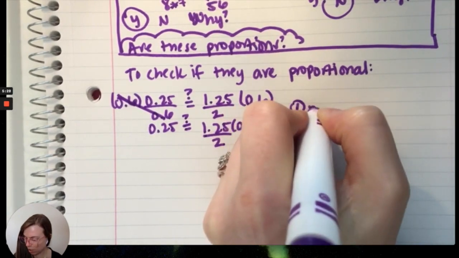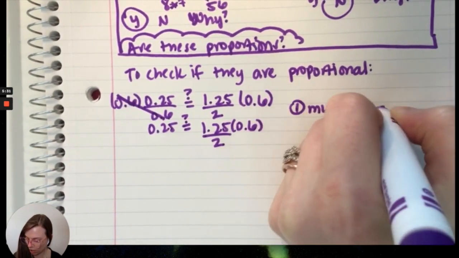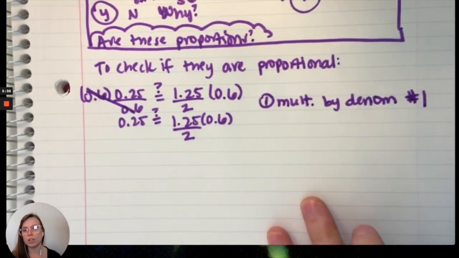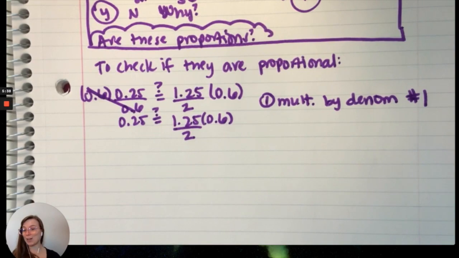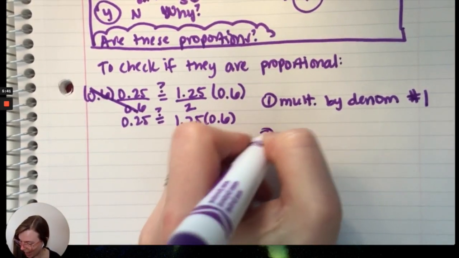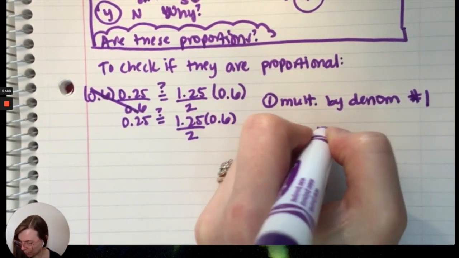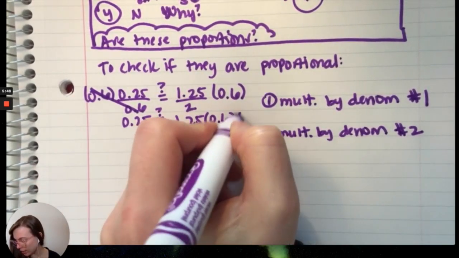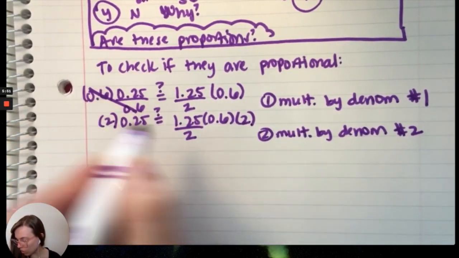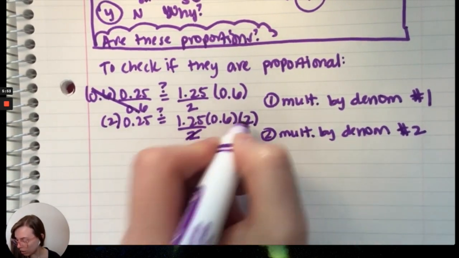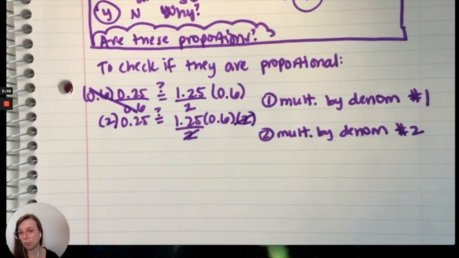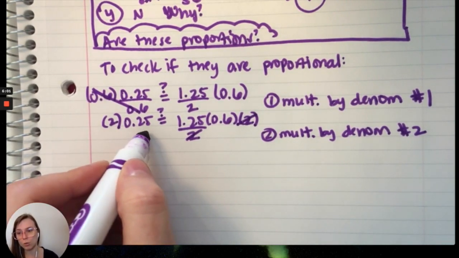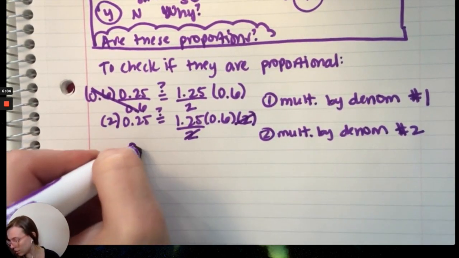So this first step was to multiply by denominator number 1. And I just said number 1 because it's the first one on the left. Because now I'm going to multiply by denominator number 2. Yay! Multiply by denominator number 2, which in this case is actually 2. So notice that 2 divided by 2 makes 1, so that disappears because it has to be the multiplicative identity. And now I can actually simplify as we go. So what's 2 times 25? 50. So I know this is 0.5.